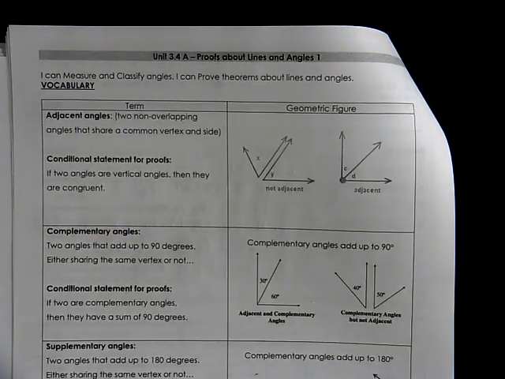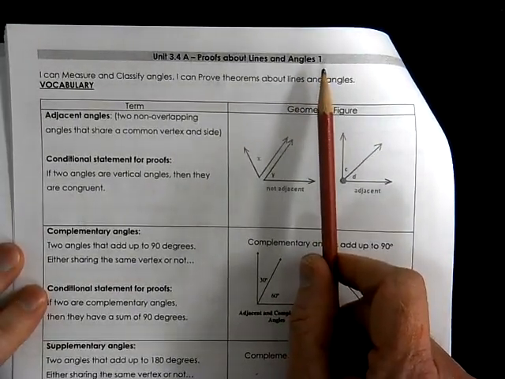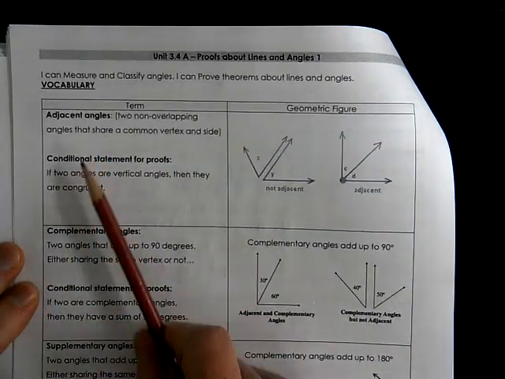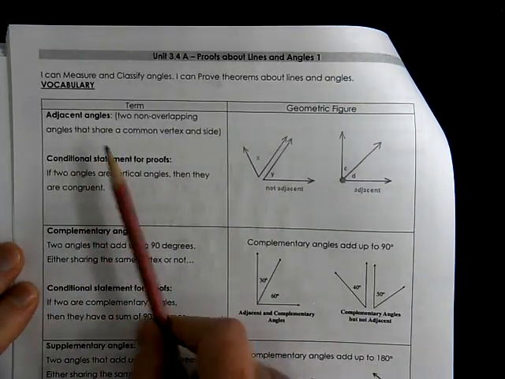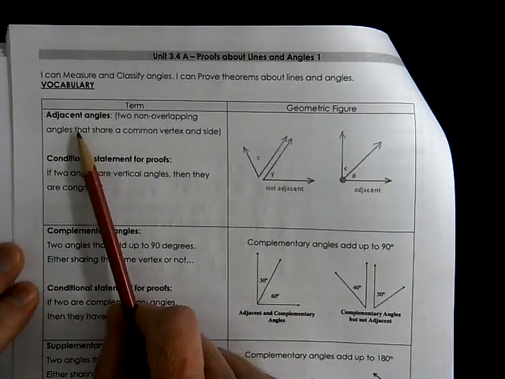This is Geometry, Unit 3.4a. We're talking about proofs about lines and angles. This is day number 1. We're going to be talking about adjacent, complementary, and supplementary angles. So the first thing we have to talk about is what adjacent angles are.